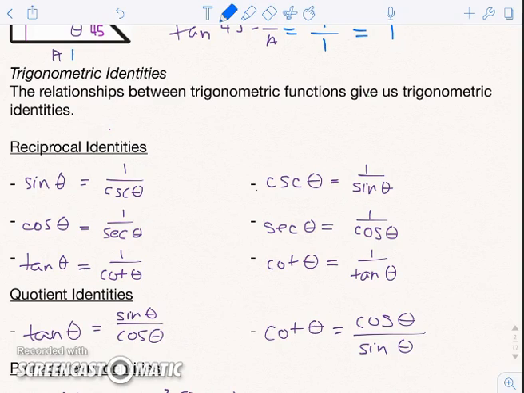The first chunk here, these are just your trigonometric identities. It's how everything is related to each other. Identity meaning true, always, without a doubt. No matter what value you plug in there, it must be true.